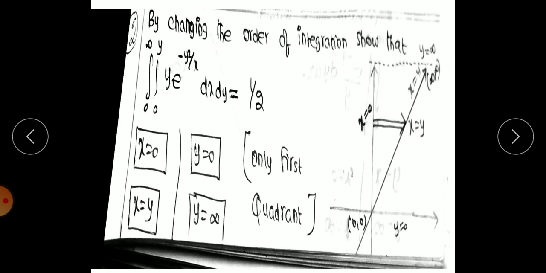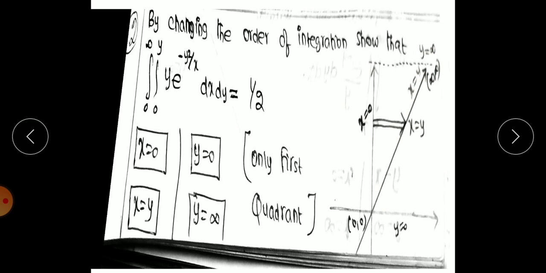Next question. By changing the order of integration, show that the double integral 0 to infinity, 0 to y, of y e power minus y squared by x, dx dy, equals 1 by 2. See here, we are drawing the graph with x axis, y axis, 0 to 0, and then it has the integrand y e power minus y squared by x, dx dy. They have given the answer as 1 by 2. So this line is y equal to 0, this is x equal to 0. Now if we touch that value, this is x equal to y.